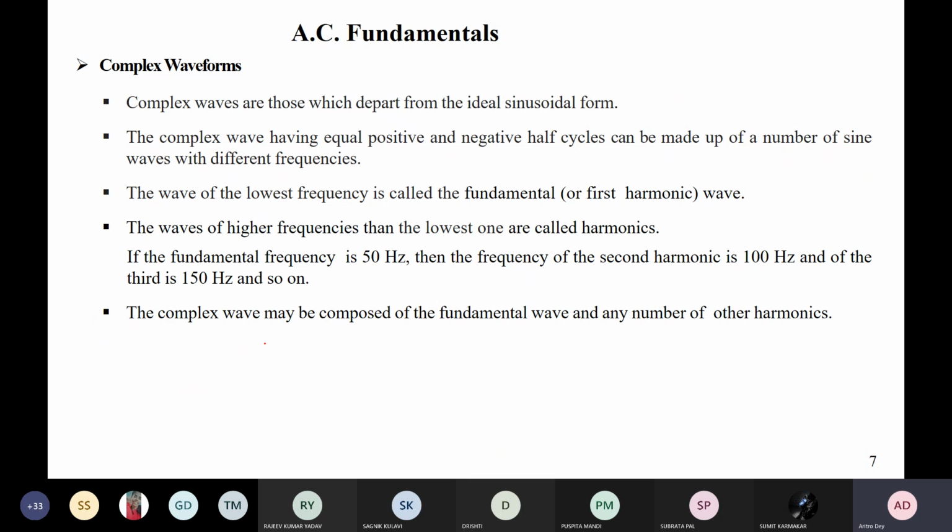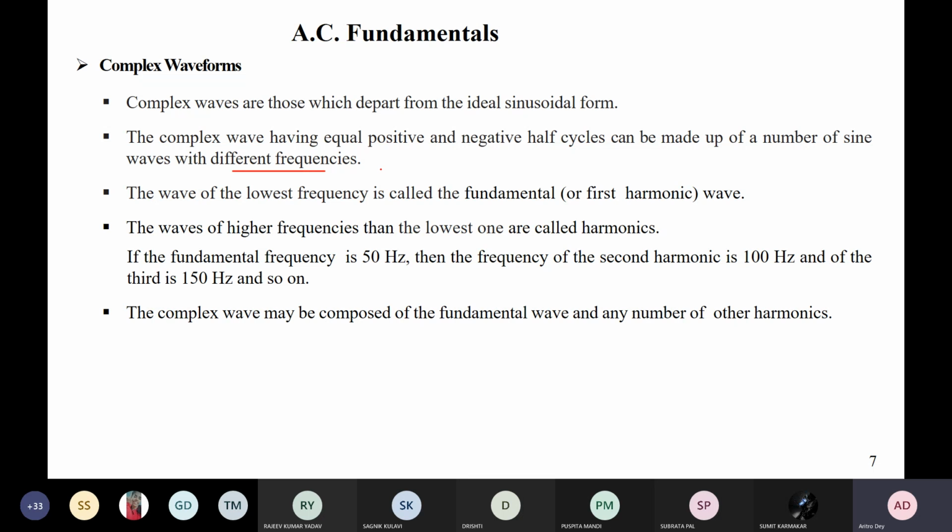So these can be referred to as complex waveforms. Complex waves are those which depart from or deviate from the ideal sinusoidal form. The complex wave having equal positive and negative half cycles can be made up of a number of sine waves with different frequencies. These are called harmonics, what I told. The fundamental harmonic is the harmonic which has the lowest frequency.